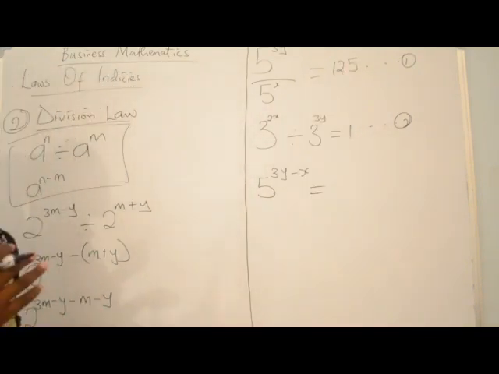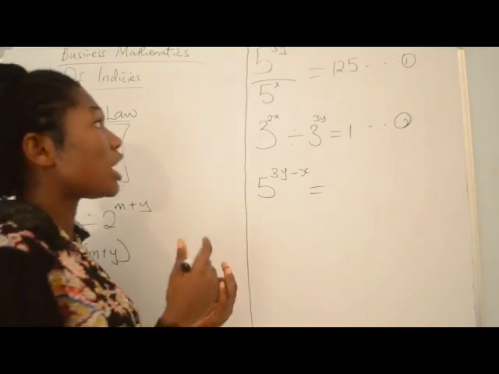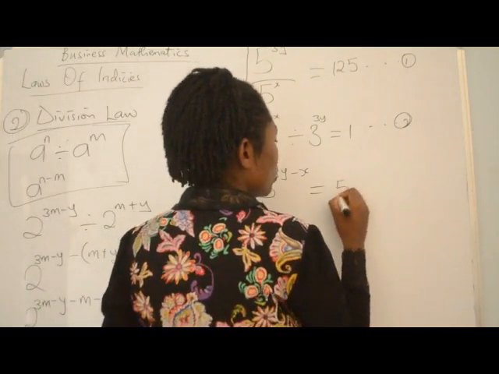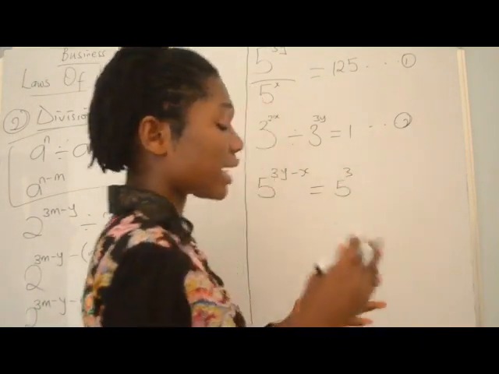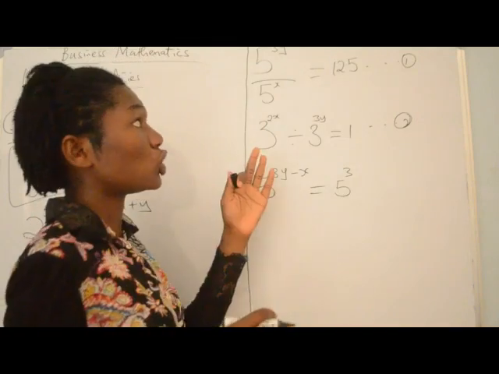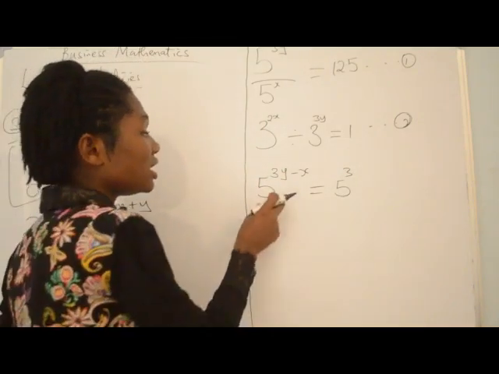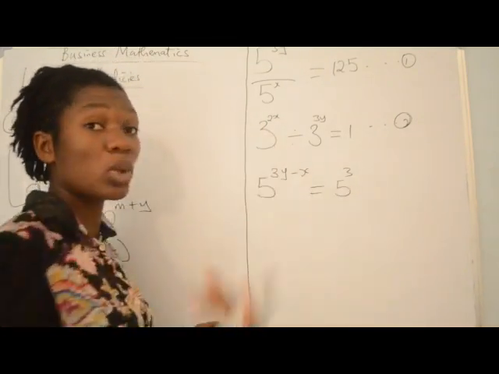You can also simplify that to a simpler form. We'll be having 5 raised to power 3, that's 5 times 5 times 5, which will give us 125. Now since the bases are the same, we can equate the power.